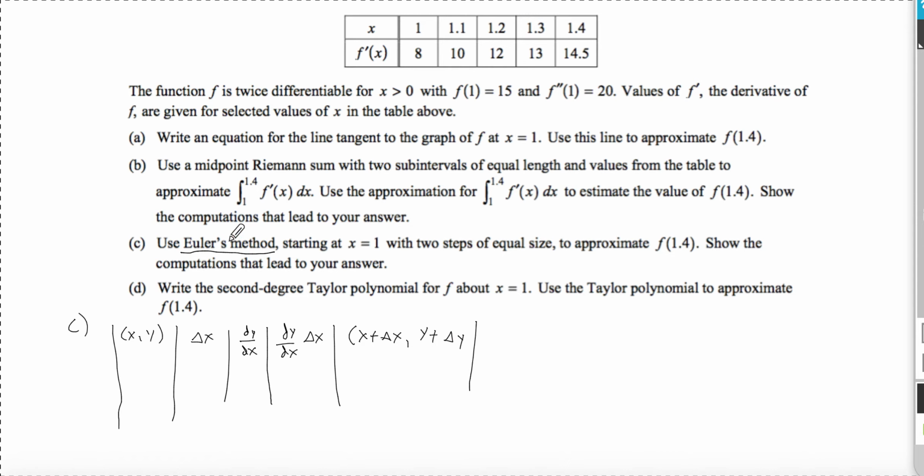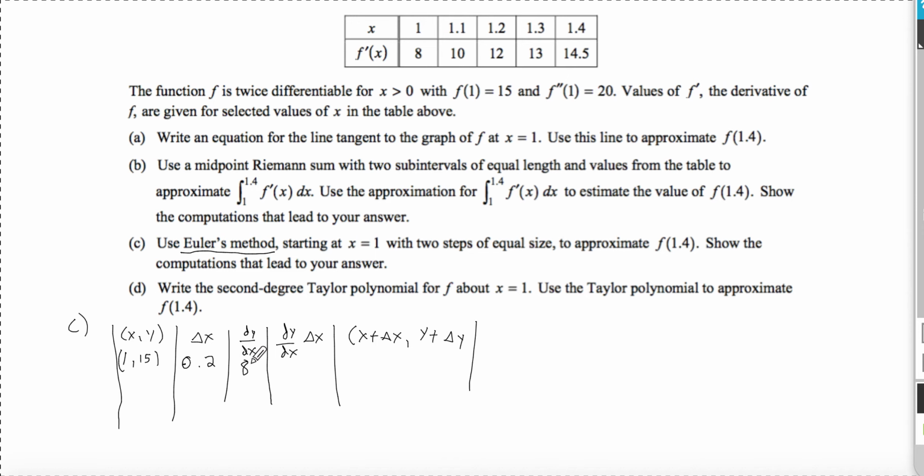All right. So my starting point when x is 1, my starting point on my curve is 1, comma 15. Right? That's the point I'm given up here in the problem. F of 1 is 15. What is my delta x in this case? We want 2 steps of equal size, so that means delta x is going to be 0.2. dy dx then. dy dx here at 1, I always want to start the derivative. I need the derivative at the point I'm working at. The point I'm working at from my table up here is 8.